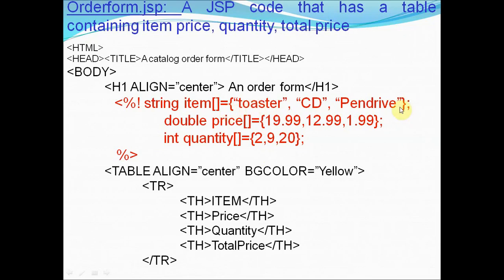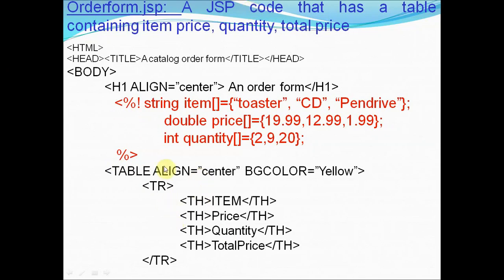We will initialize the values, because these are arrays, all three are arrays, and each array has three values. We have initialized three values inside curly brackets, and each line will be ended by semicolon, and finally we will close by the percentage. So the block will start with percentage exclamation and will close with percentage and greater than sign.